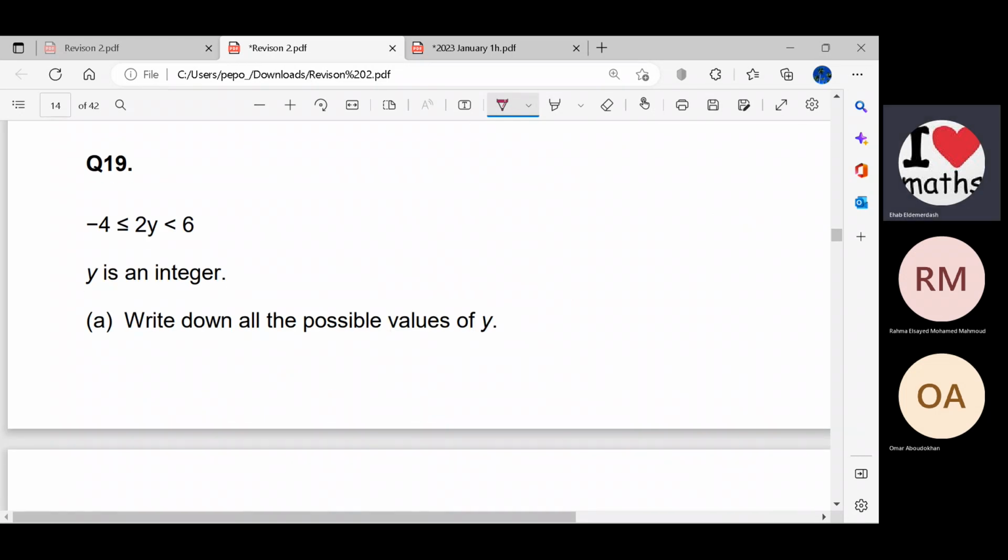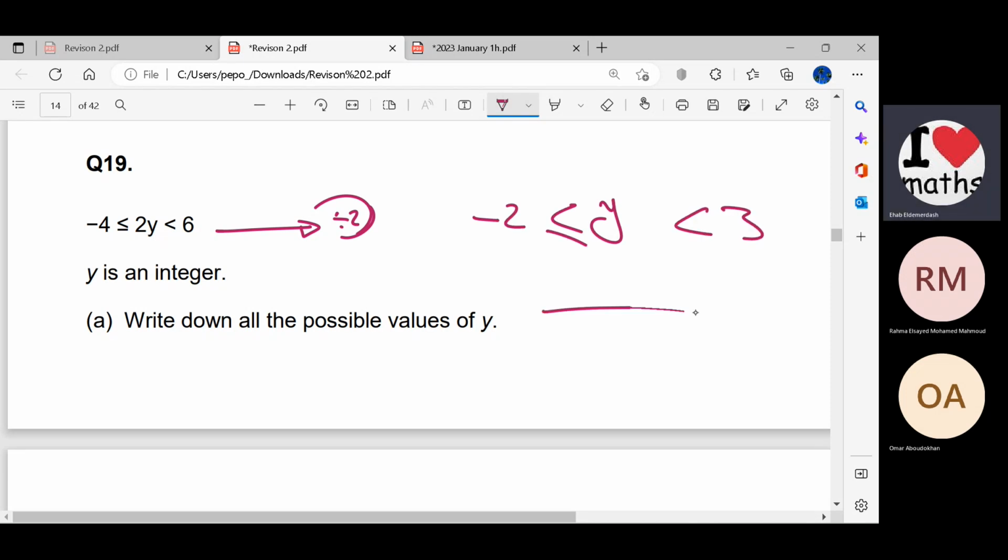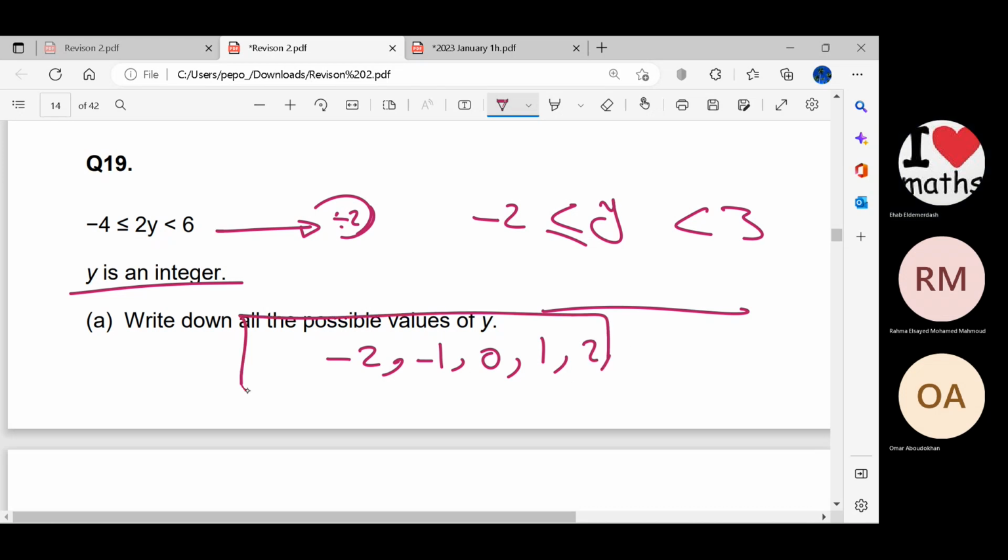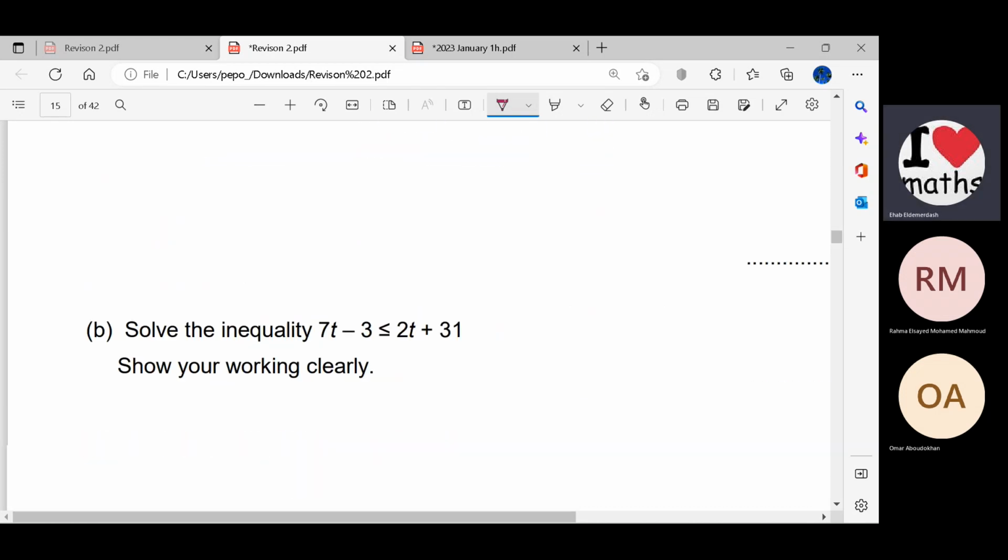In the inequality, what should I do? Divide by 2 for all the parts. So y is greater than -2 and smaller than 3. He's asking you that y is an integer and to find all the possible values: -2, -1, 0, 1, 2. Because we are talking about only positive.